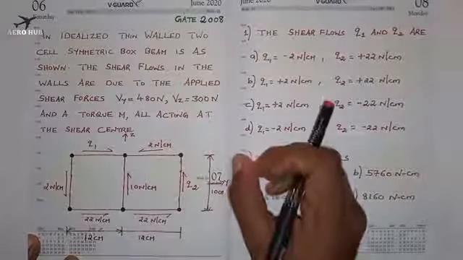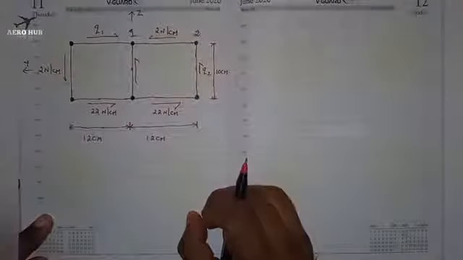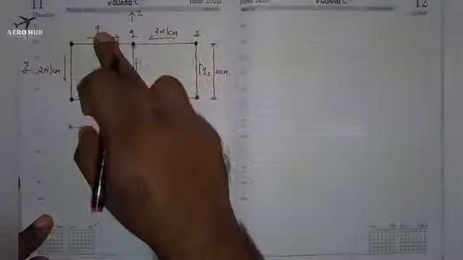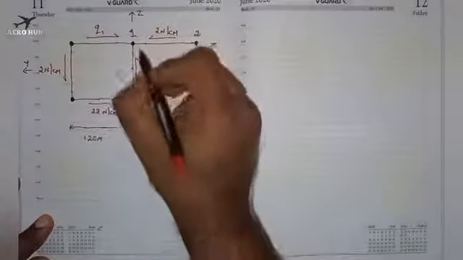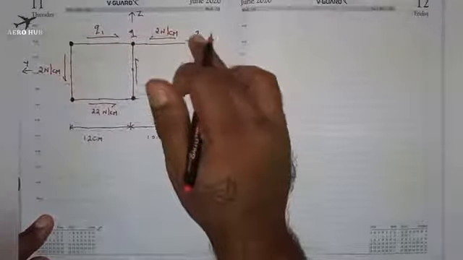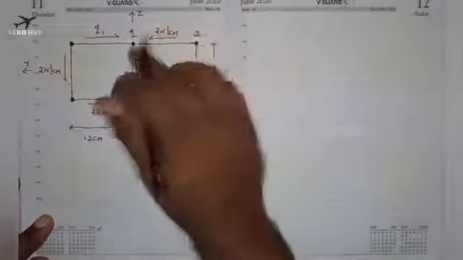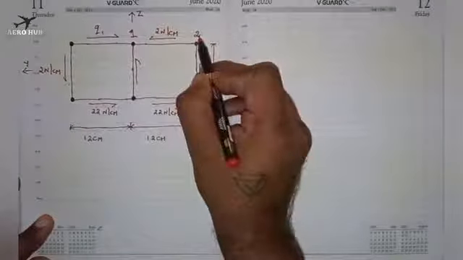So we will start the problem. We will start with the first problem. We have to find the value of Q1 and Q2. I will assume this boom junction as 1 and this junction as 2. I have given the name 1 at this point and 2 at this point.